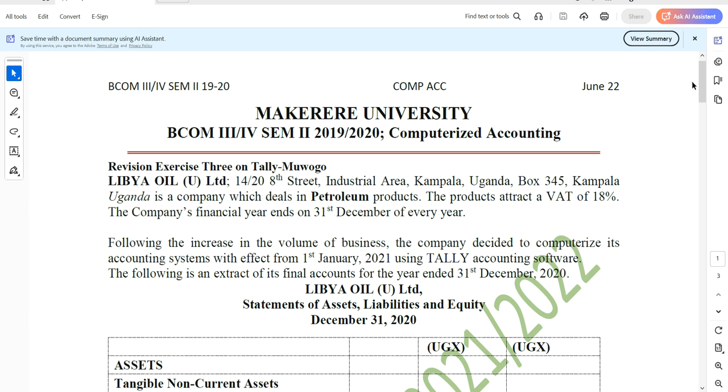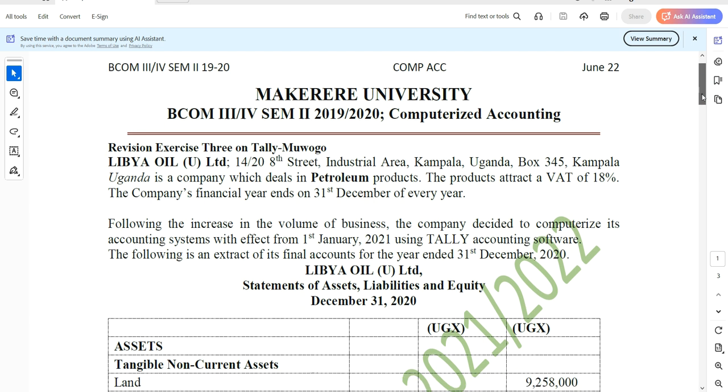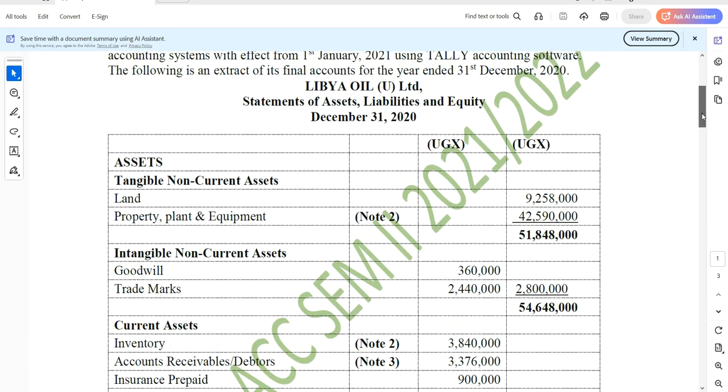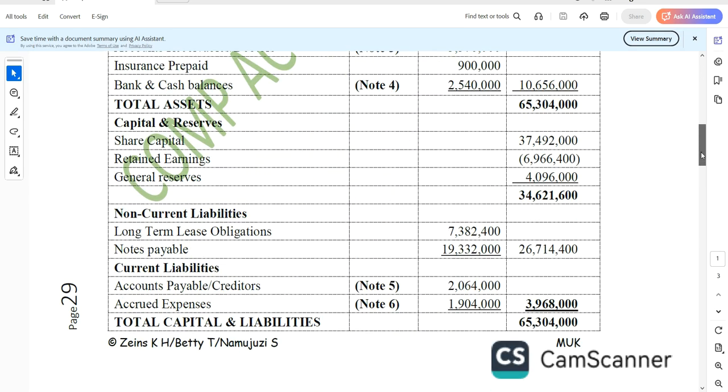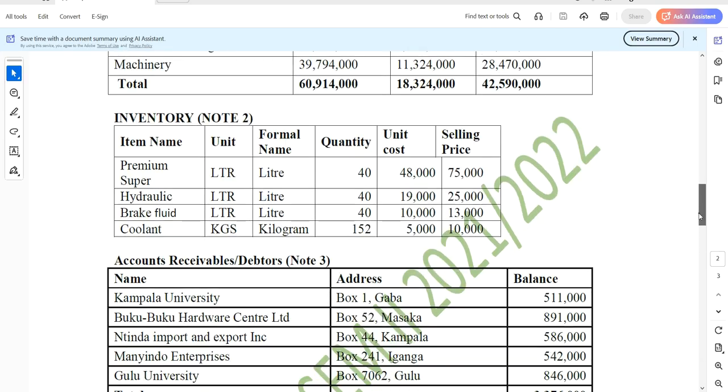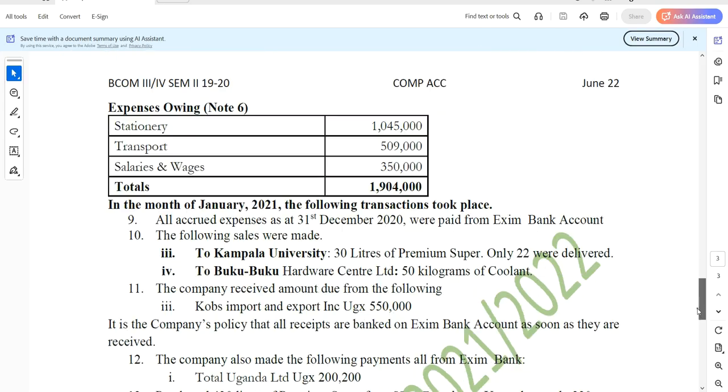So this is the extract of its final accounts for the year ended 31st December 2020. This is what you have as the statement of assets, liabilities, and equity. Then you have some additional information there. What are the requirements?